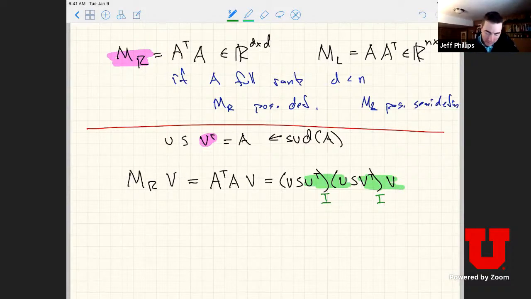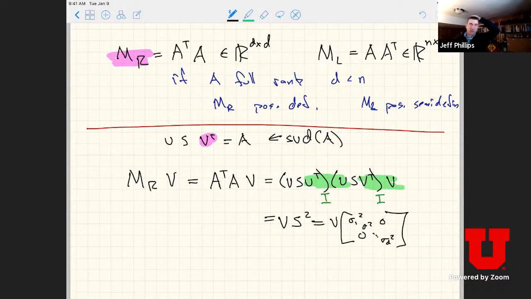Okay, so that means what is going to come out of here is V, which is on the left here, times S squared, S times S. And it's a diagonal matrix, so when I multiply a diagonal matrix by itself, this is going to be V. What I get is sigma 1 squared, sigma 2 squared, up to sigma d squared, where these are going to be all zeros. So it's again going to be this diagonal matrix. When I square a diagonal matrix, I just square all of its elements.